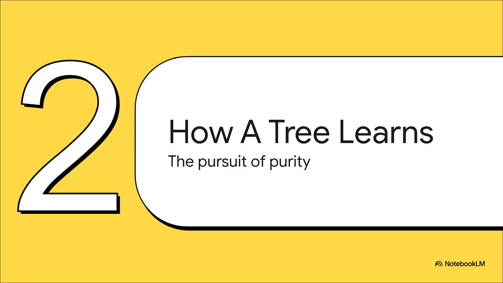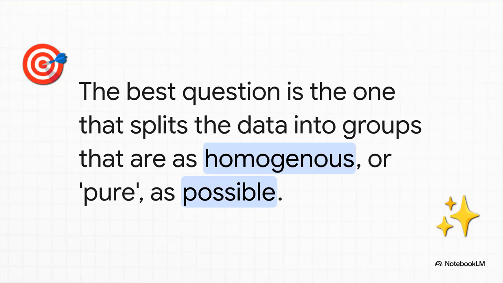Okay, but that leads us to the million-dollar question. How does the tree actually learn which questions to ask, and what's the best order to ask them in to build the most effective flowchart? Well, the algorithm is what we call greedy. It starts with all your data mixed together in one big pile. At every single step, its one and only goal is to ask the single best question that will split that pile into the most homogeneous groups possible. It's all about creating pure nodes.